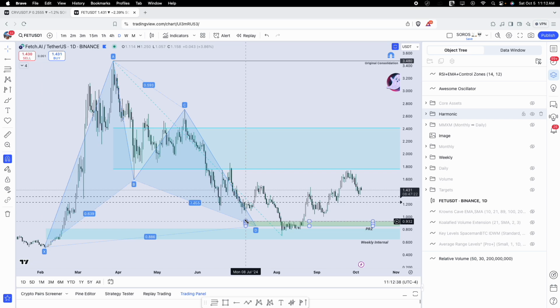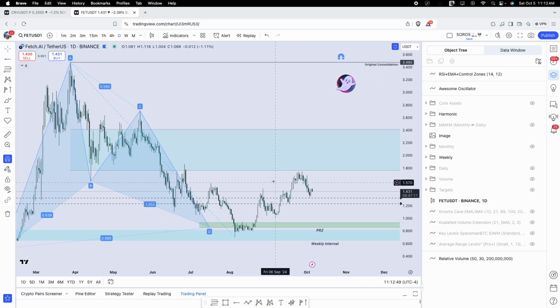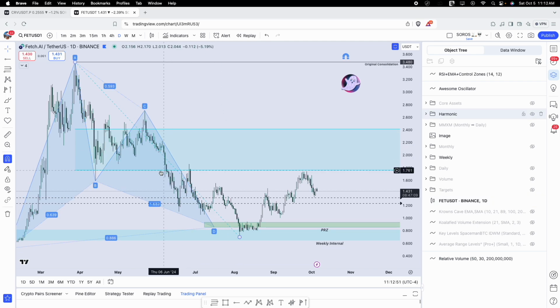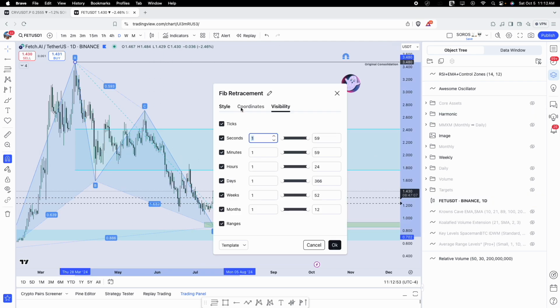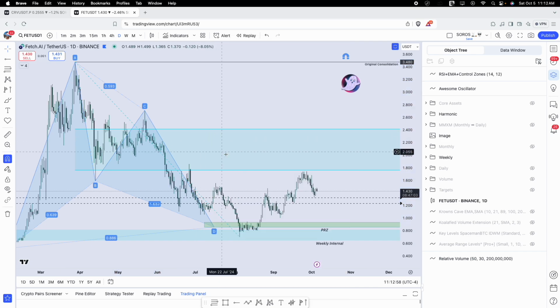Again, I drew this well in advance. It just took a little longer to get there. And then your projection B to C is the 1618. So this was your reversal zone. And usually when you come out of a bat structure like this, you're targeting the 382. So if you see here, I have my 382 and 618 plotted.